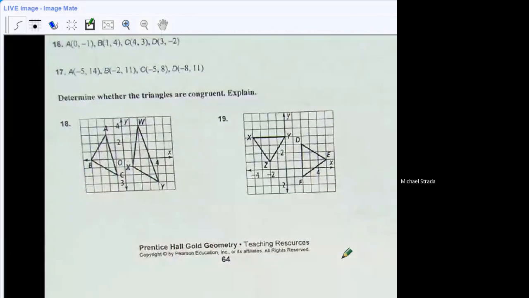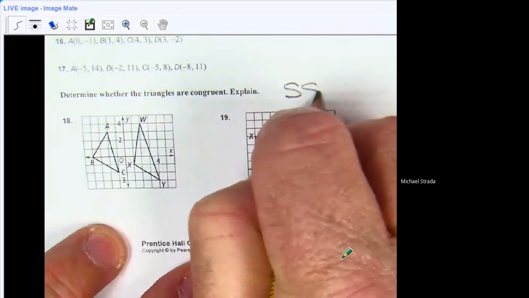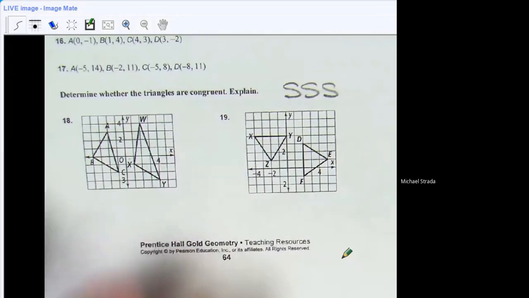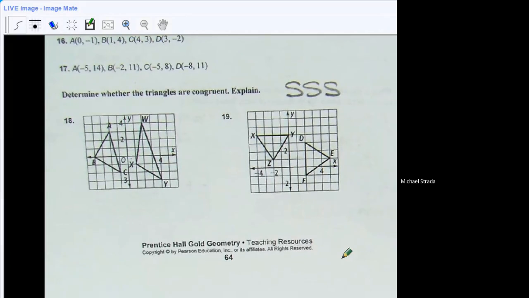The last two, 18 and 19, determine whether the triangles are congruent. Explain. Ladies and gentlemen, 3 letters for you: side, side, side. So just use the distance formula to find the side lengths of each. If they're the same, then you have a congruent triangle. If not, then you don't. That's all you have to do with that, and it's due tomorrow at 3 o'clock. There is a regular lesson tomorrow, but that won't be on the homework.